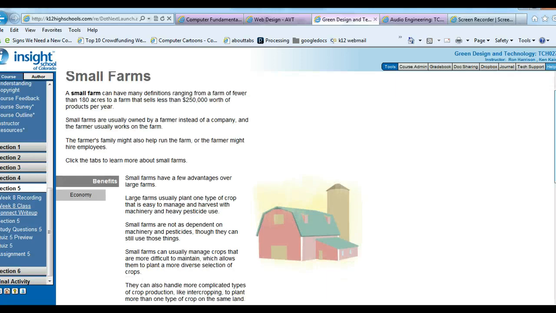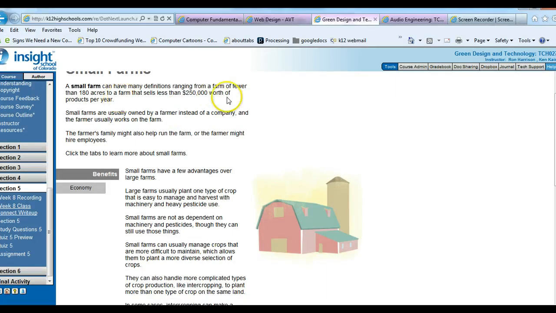Small farms. Small farms are really important to our country because so many people are employed by small farms. But small farms, really 180 acres, so pretty small, to a farm with $250,000 worth of products each year, usually owned by a farmer instead of a big company. The farmer's family might work on the farm. Some of you might even live on the farm or the small ranches.